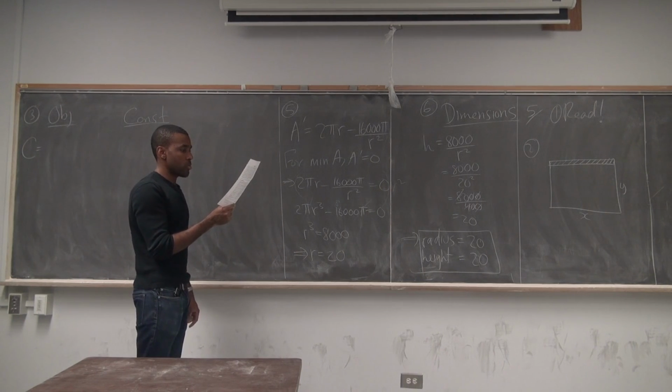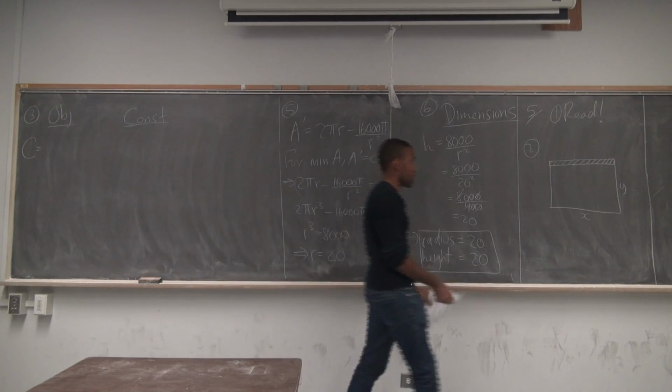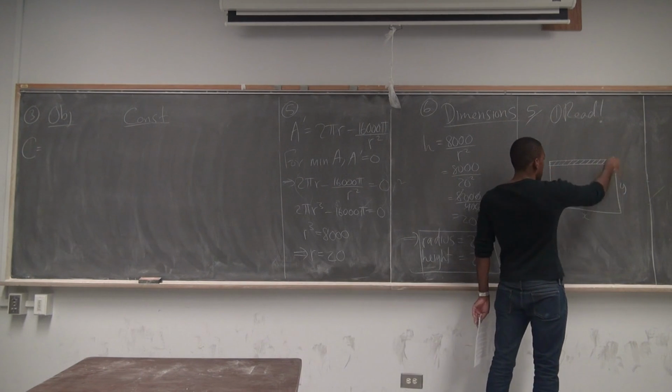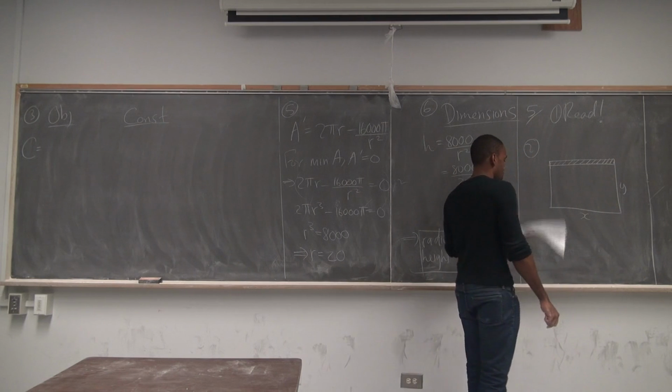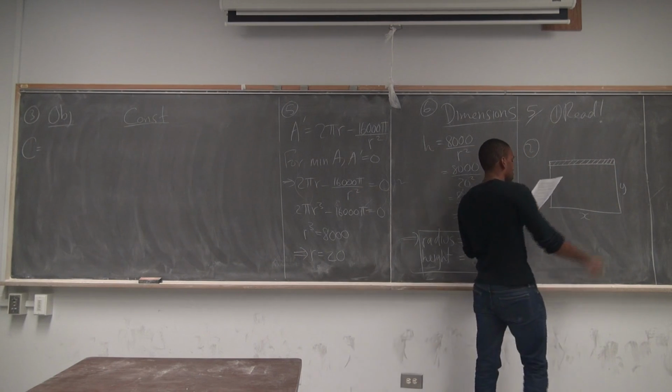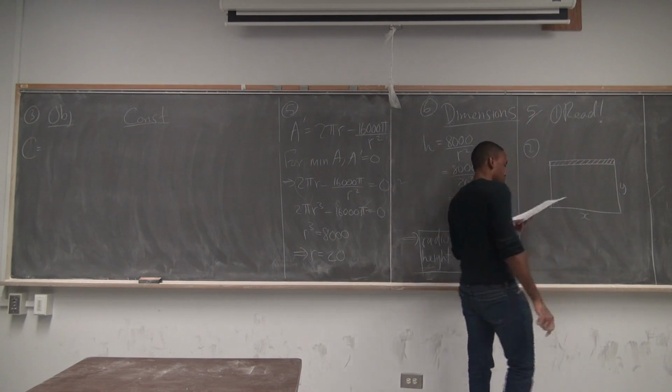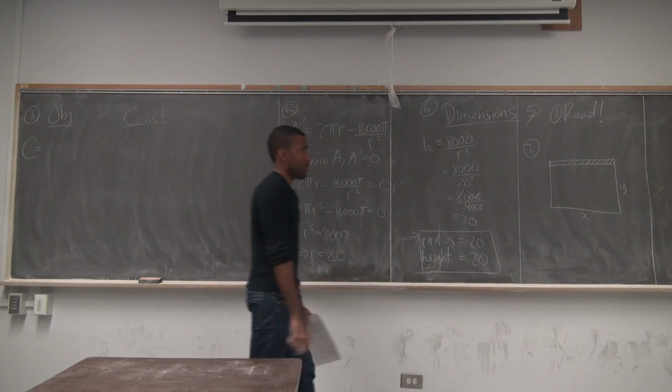So it says 3 sides have redwood, which costs $14 per running foot. So each of these guys costs $14 per running foot. And then cement blocks cost $28 per running foot. So what's the cost of this fence here?